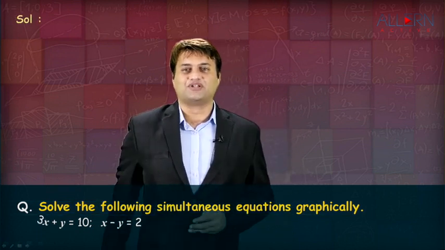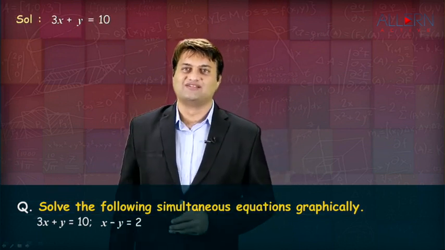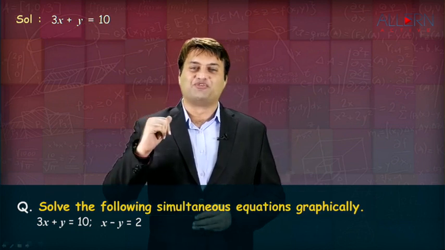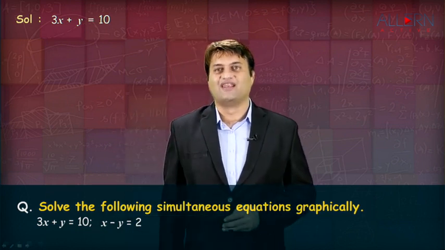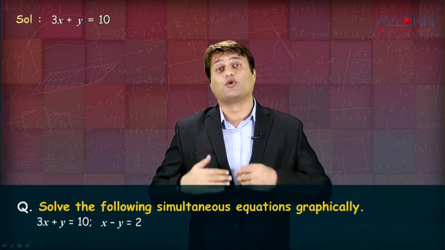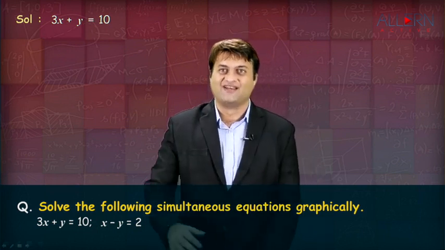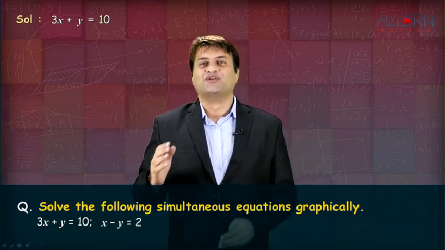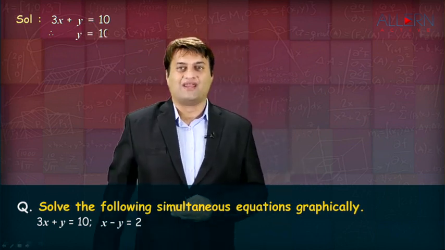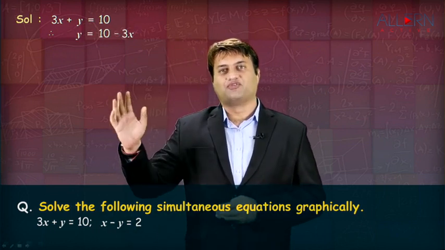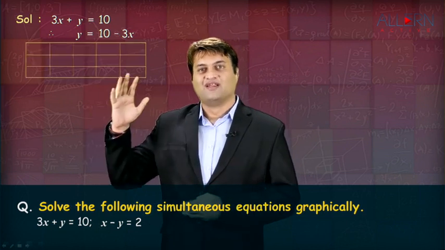Let us start with the first equation, that is 3x plus y is equal to 10. We need to shift one of the variables to the other side, and it is always better to shift the bigger coefficient variable to the other side, and here it is x, right? So we get y is equal to 10 minus 3x. So once you get it in the form of y is equal to something, let's draw the table.